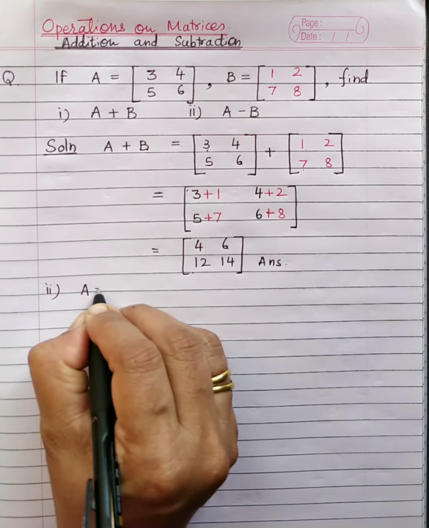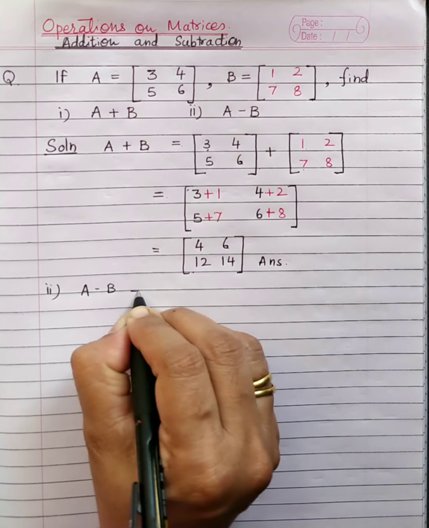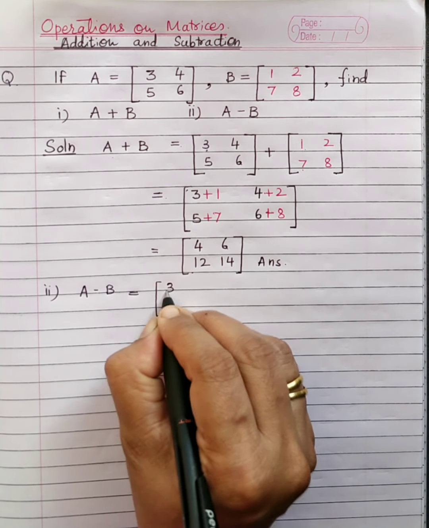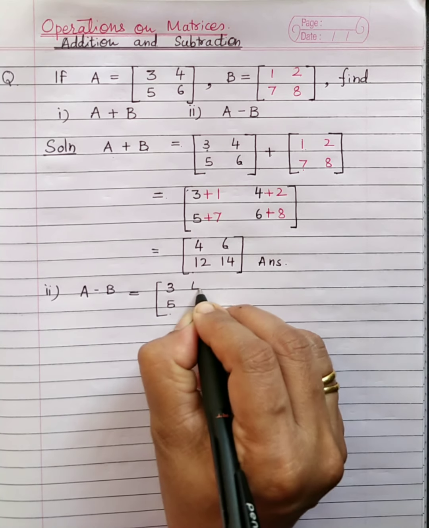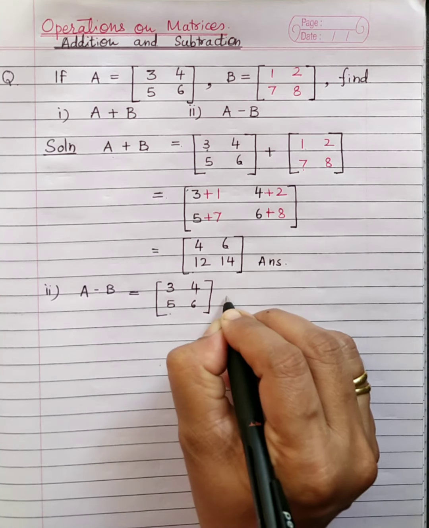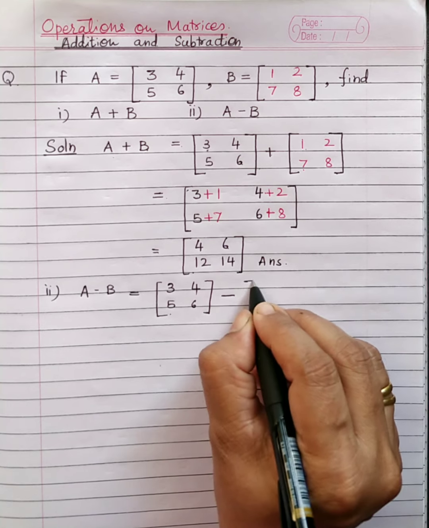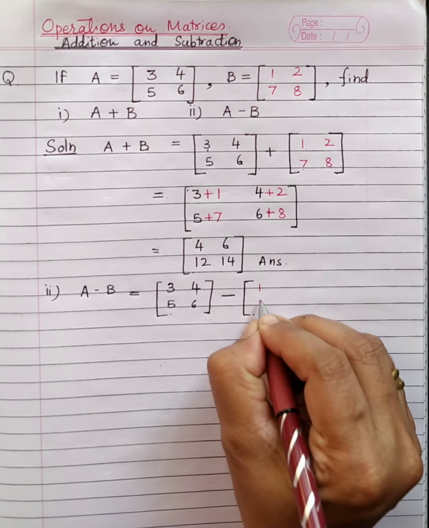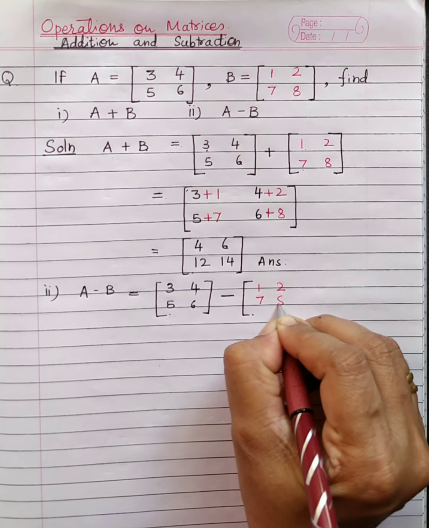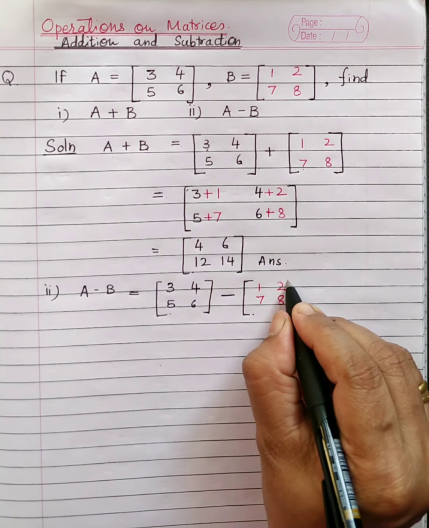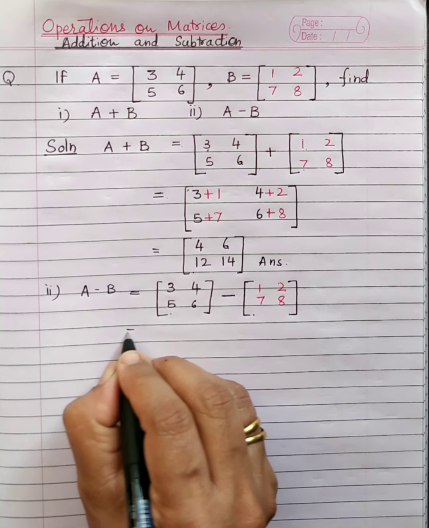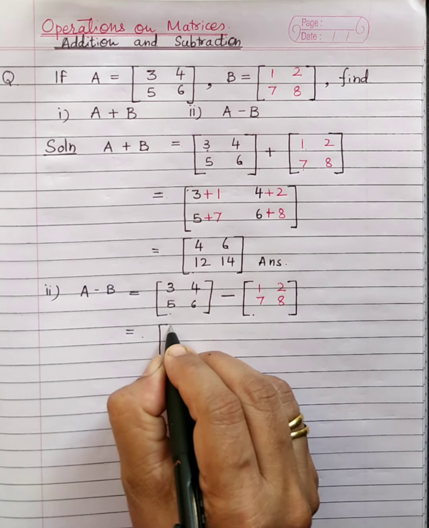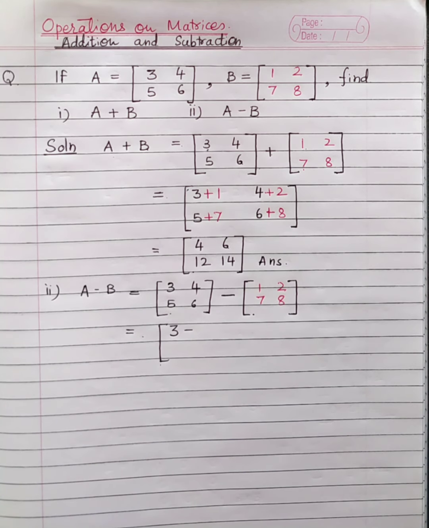If you have to find A minus B, again first write down the two matrices side by side. 3, 4 and 5, 6. From this what are we subtracting? Matrix B. What is that? 1, 2 and 7, 8. Here again same rule as of addition. Corresponding elements only can be subtracted over here. So from 3, what do you subtract? 1.